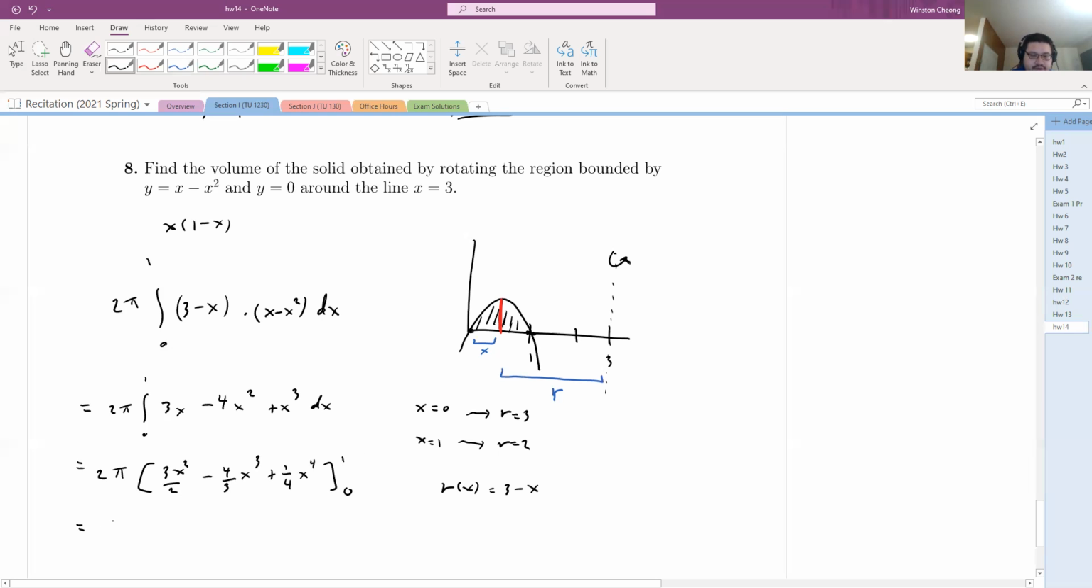Plugging in 0 will just give me 0 for everything, so I don't really need to consider that. But plugging in 1 is going to give me a bunch of fractions, which I'll just tell you what that ends up amounting to. That'll give you 5/6 pi at the end.